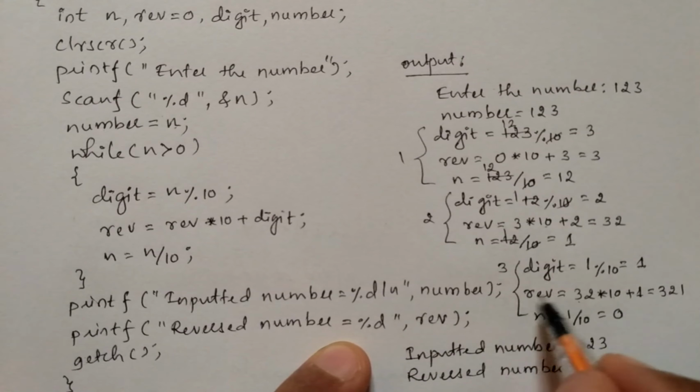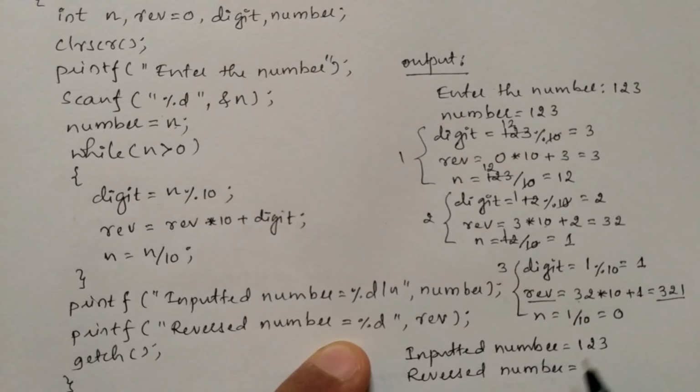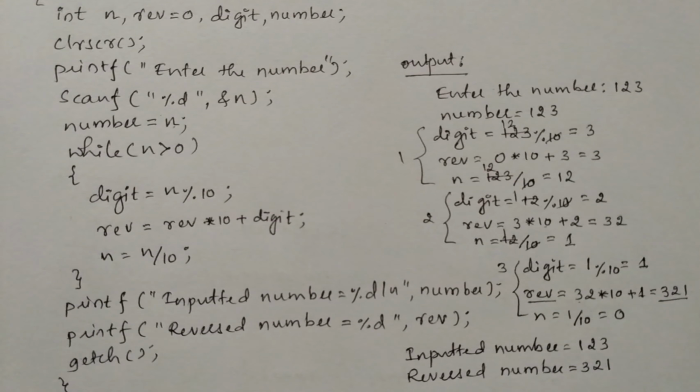So what is the value of REV? You can see here REV is 321, which is the reverse of 123. So here it is 321. So let us execute this program.